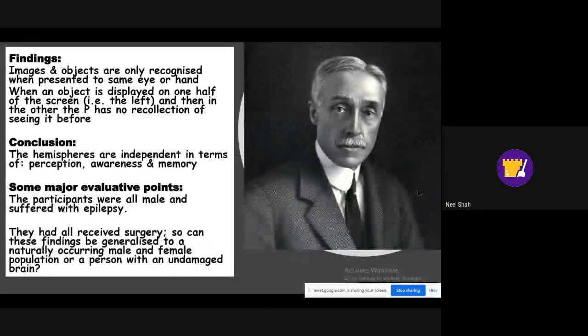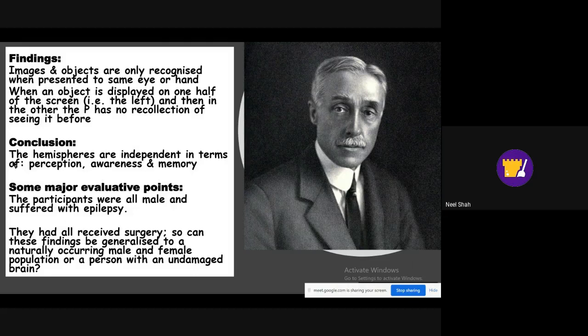So what they found was that the images and objects are only recognized when they're presented to the same eye or hand. If an object is displayed on one half of the screen and then on the other, then the participant doesn't remember seeing it before. So it shows you again how the brain works and how these two hemispheres work.